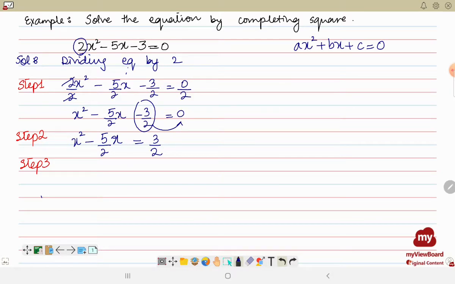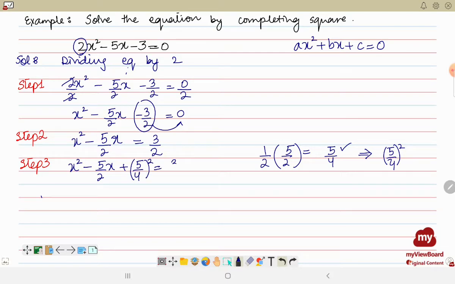Now the third step of working is that we have to multiply the coefficient of x by 1 by 2. What is the coefficient of x? Coefficient of x is 5 by 2. So we have to multiply the coefficient of x by 1 by 2, and it becomes 5 by 4. Now we have to add up the square of 5 by 4 on both sides, right? Square of 5 by 4 on both sides. So the third step is we have to add up the square of 5 by 4 on both sides. So we are done with the fourth step of working.